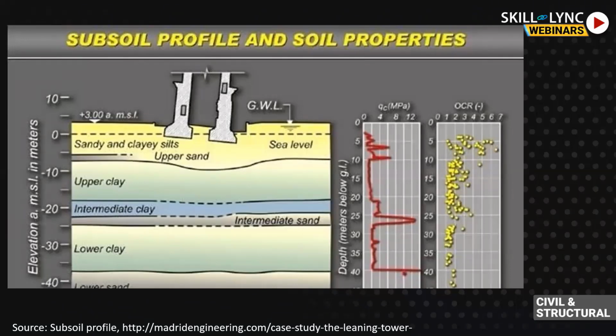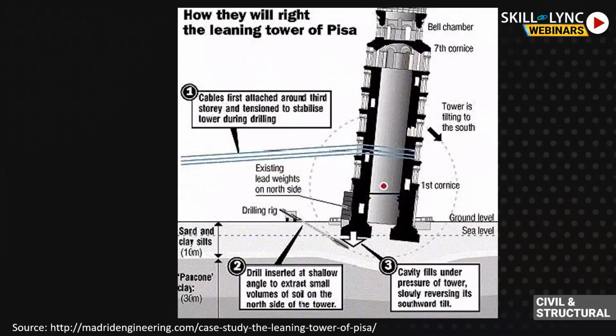Now, there were many measures that were taken to correct the tower, and they tried, as I mentioned earlier, increasing the wall height on one side, and then they tried temporary stabilization by adding weights on the northern side, so that even the northern side would settle. Around 100 tons of lead weights were added to the northern side, but even this didn't solve the problem.